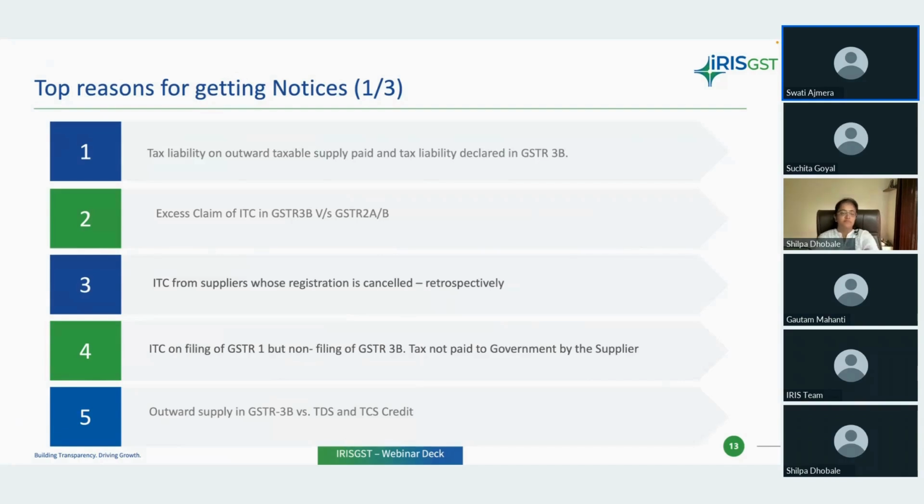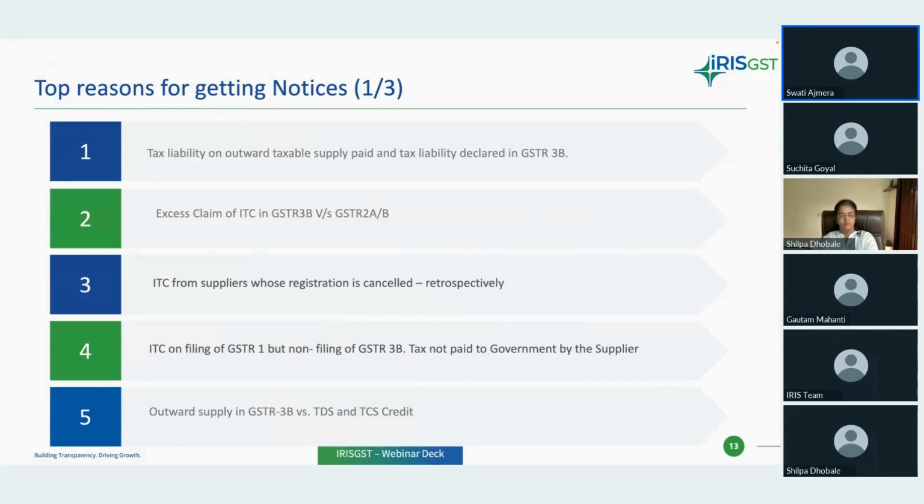So first is the tax liability on outward taxable supplies paid and the tax liability declared in GSTR 3B. Basically, once you file your GSTR 1, you declare your outward taxable supplies and also the tax liability. Both are declared in GSTR 1, and when you file your GSTR 3B, you discharge your tax liability through the GSTR 3B return.